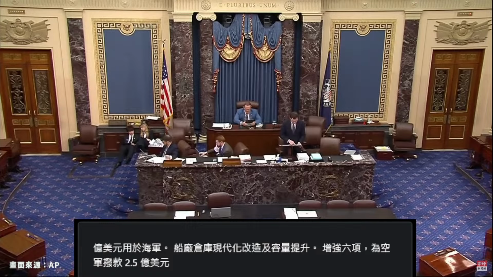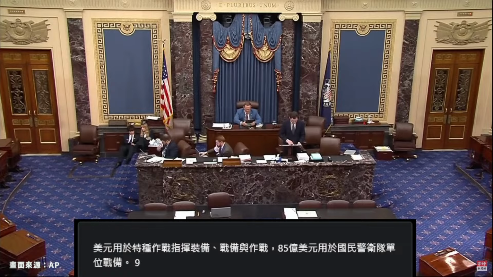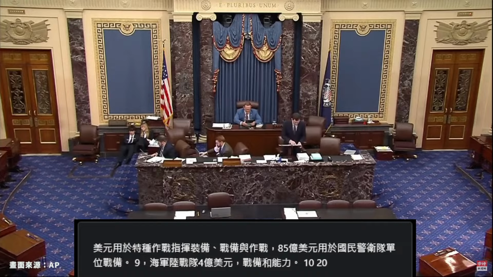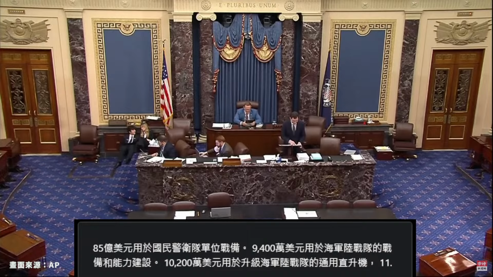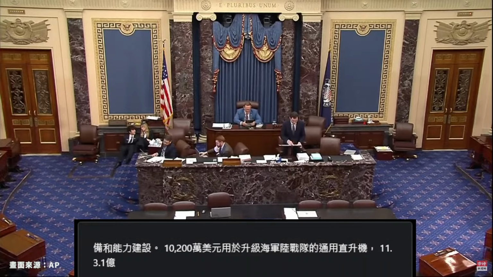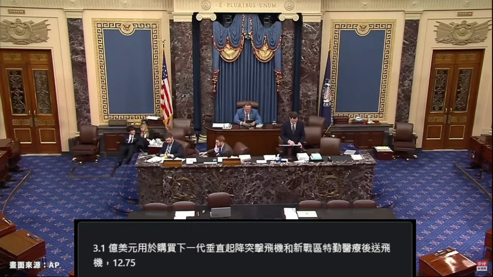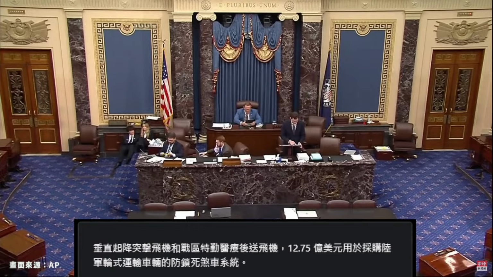9, $400 million for Marine Corps readiness and capabilities. 10, $20 million for upgrades to Marine Corps utility helicopters. 11, $310 million for next-generation vertical lift, assault, and infrastructure acro medical evacuation aircraft. 12, $75 million for the procurement of anti-lock braking systems for the Army wheeled transport vehicles. 13, $230 million for the procurement of Army wheeled combat vehicles. 14, $63 million for the development of advanced rotary wing engines.